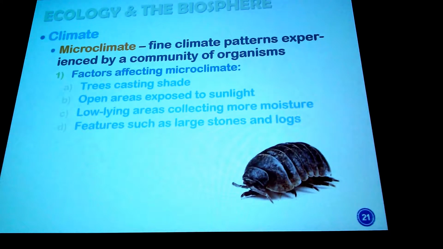Factors affecting microclimate: trees casting shade. There could be things that do very well in the shade of a tree. Think about moss growing on the north side. As long as the tree's there, the moss doesn't care what's going on in Central or South America as far as the weather patterns go. It doesn't care what's going on off the coast of California, the Pacific Ocean. Other factors are open areas exposed to sunlight, low-lying areas collecting more moisture, and features such as large stones and logs.